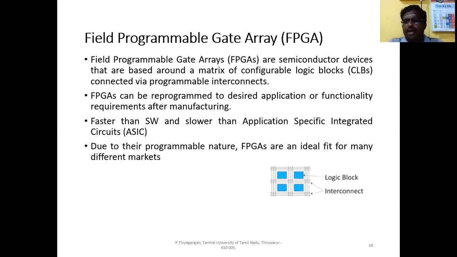That's why I said it can be programmed according to the purpose or according to the component in which you're going to incorporate it. Generally, these FPGAs are faster than any of the software, and slower than application-specific integrated circuits. This programmable nature is what makes the FPGA very popular among embedded systems, and it is very popular in IoT also, because it facilitates us to program based on our need. That makes the FPGA much more popular.